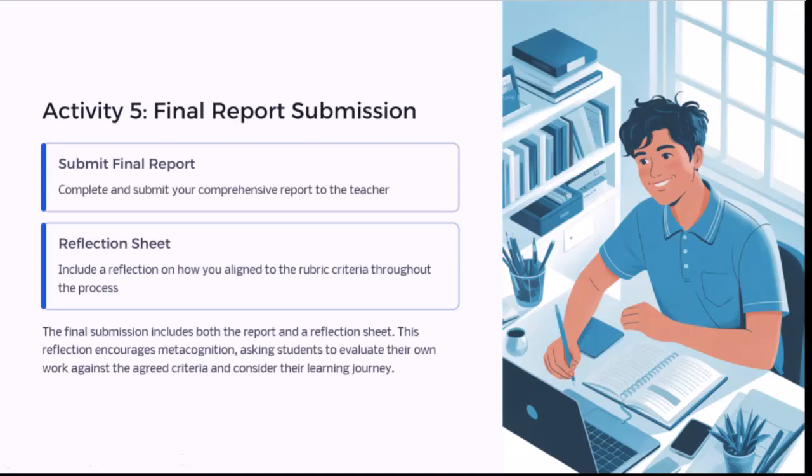Lastly, the final submission will involve students submitting their final report to the teacher. As part of this, they may have to submit a reflection sheet on how they aligned to the rubric criteria and how they felt they did overall. This facilitates self-reflection.